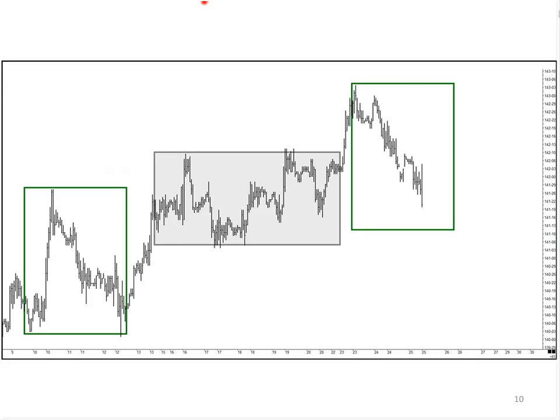Did you see this? Beautiful bookend structures. Does this structure look like this structure? And then we've got a coil in between. Nice big fat coil in between. And they're connected with what? Nice vertical movement.